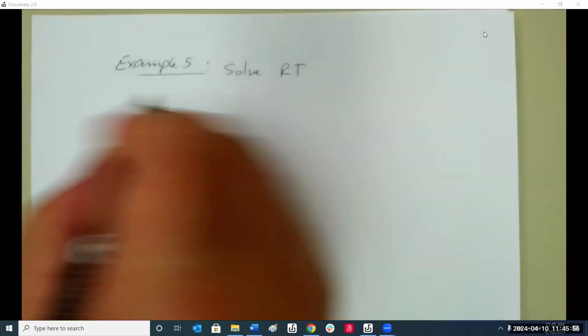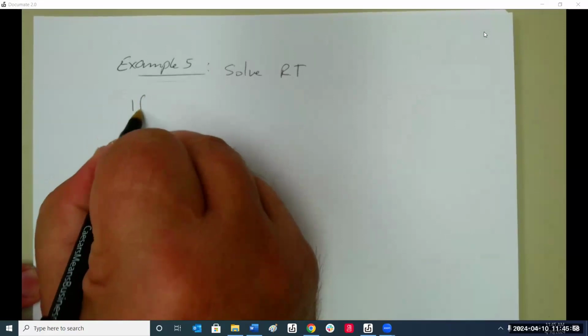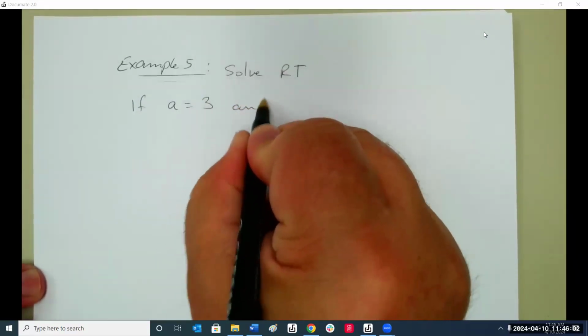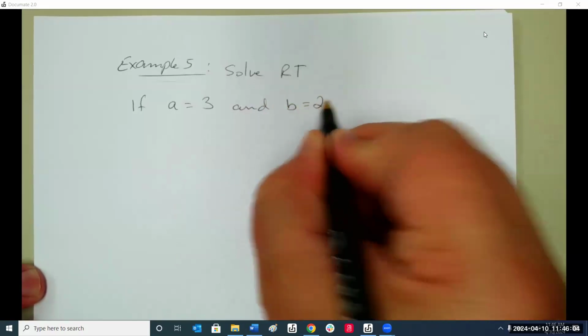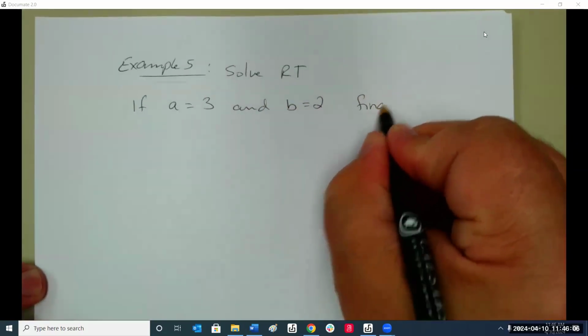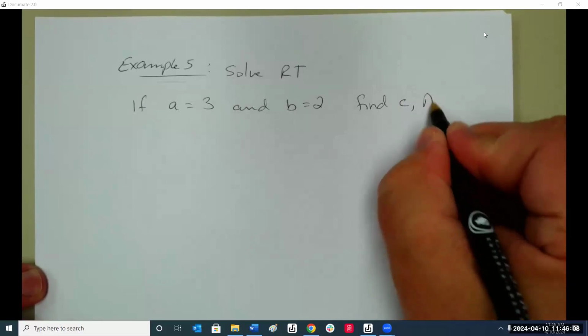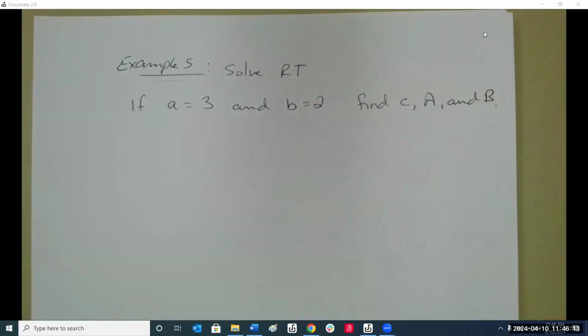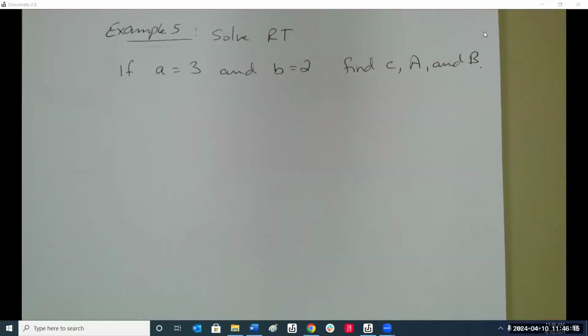Solve right triangles. If A equals 3 and B equals 2, find C, A, and B. And which we're going to be.